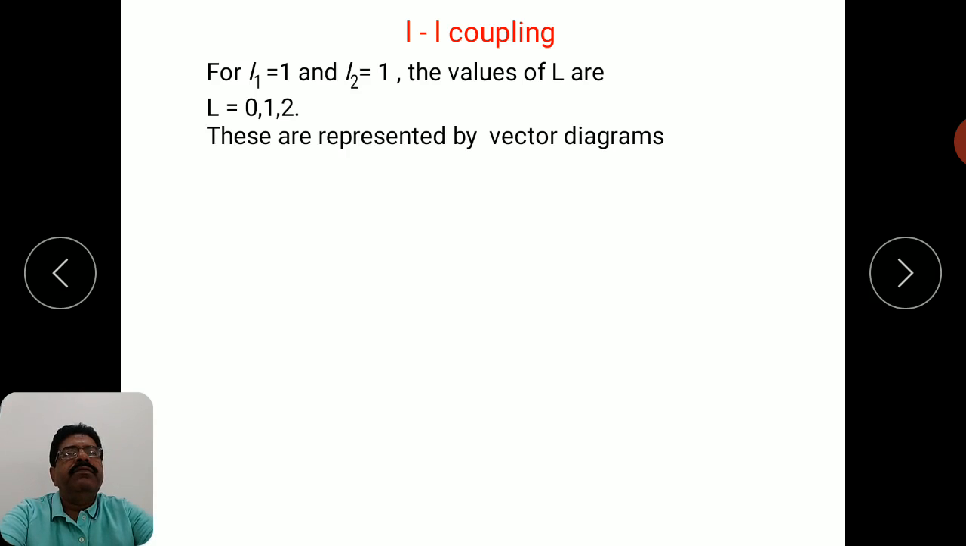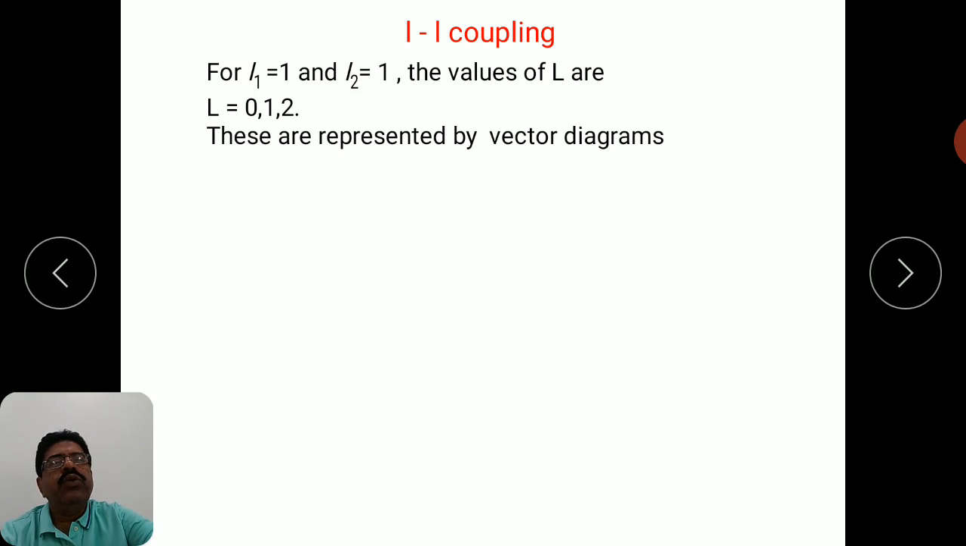Okay, now as I have mentioned, there can be different possible interactions. The four vectors which we have considered here can combine or couple in different possible ways. So in LS coupling, we have seen that capital L, the total orbital momentum of an atom, is equal to vector L1 plus vector L2 plus L3 and so on.